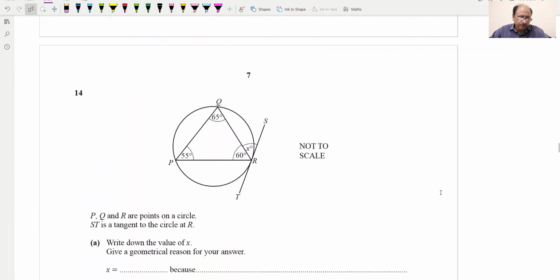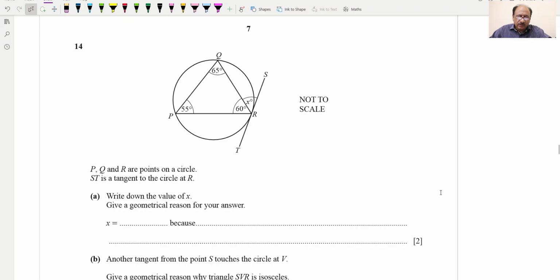Hopefully you understood this. Question number 14, circle theorem question. Diagram is not to scale. Diagram is not to scale means you can't measure anything from the diagram. So P, Q, R are points on a circle. ST is the tangent. So this is basically the tangent ST, and A part, write down the value of x.